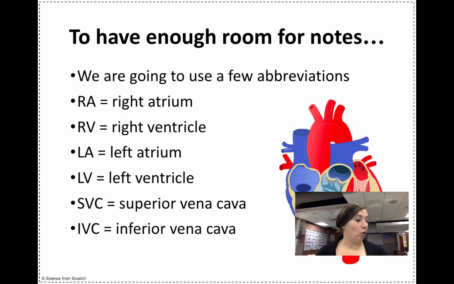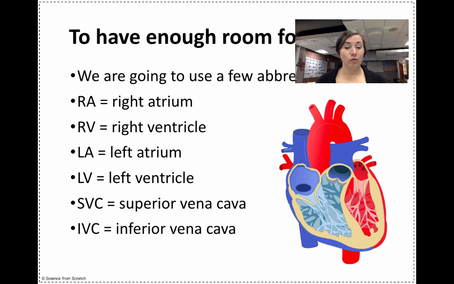Because those little boxes are not very big, in order to have room, you can use some abbreviations. RA for right atrium, RV for right ventricle, LA and LV for left atrium and ventricle, and then SVC stands for superior vena cava, and IVC is inferior vena cava.